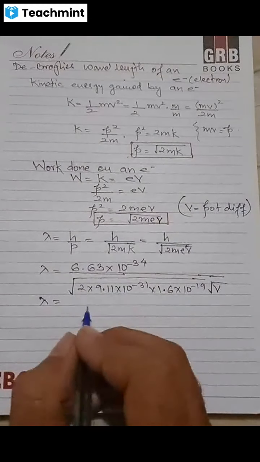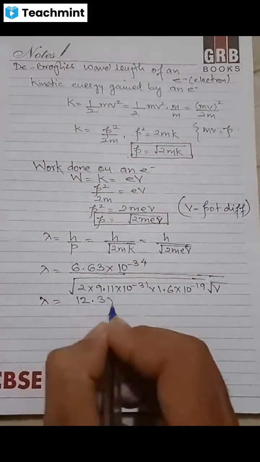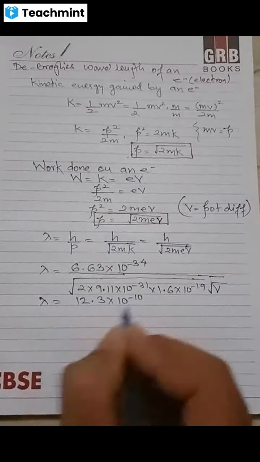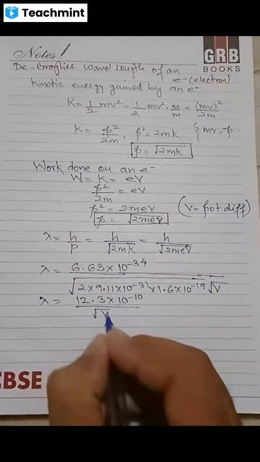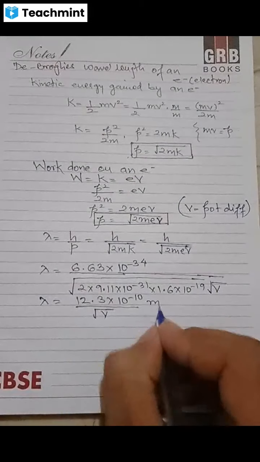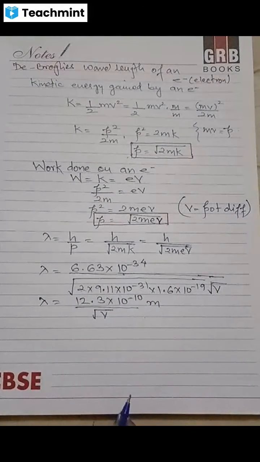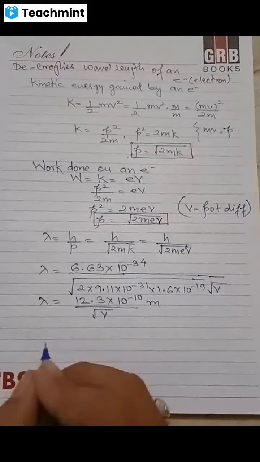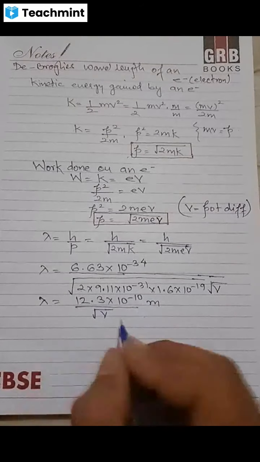इसको सिंप्लीफाई करने के बाद बच्चों आपका जो वैल्यू आएगा वो आएगा, अगर आप ध्यान दीजिएगा, 12.3 into 10 to the power of -10 upon अंडर रूट वी इज एज इट इज मीटर. अच्छा, मीटर क्यों लिखा? बिकॉज इट्स अ वेव लेंथ. लेंथ का यूनिट क्या होता है? मीटर होता है. तो आप लिख सकते हैं 12.3 into 10 to the power -10 मीटर under root v.